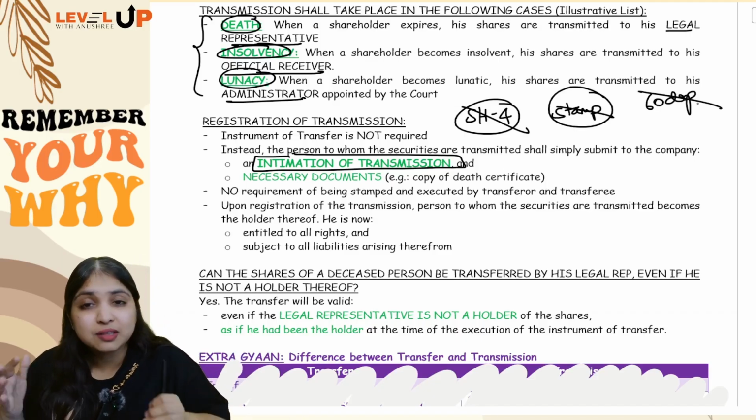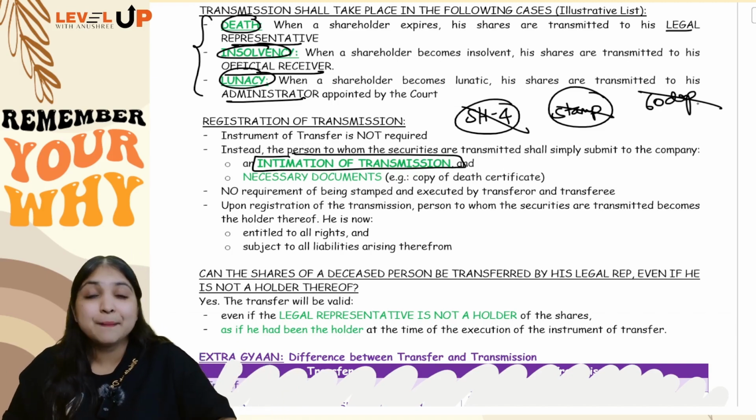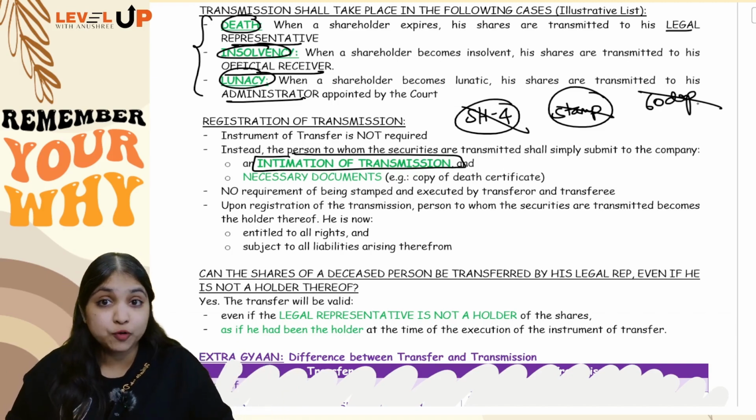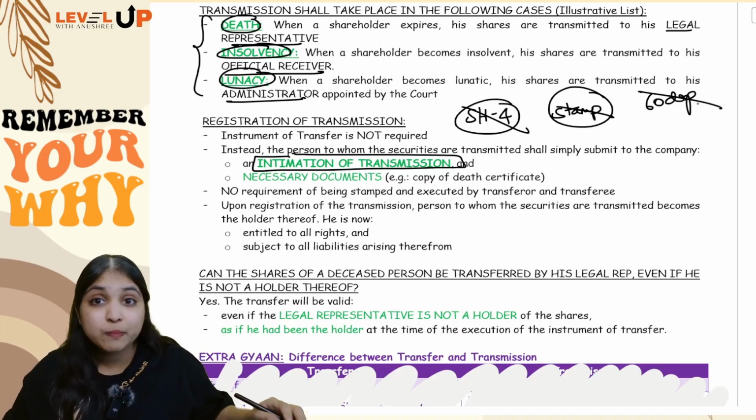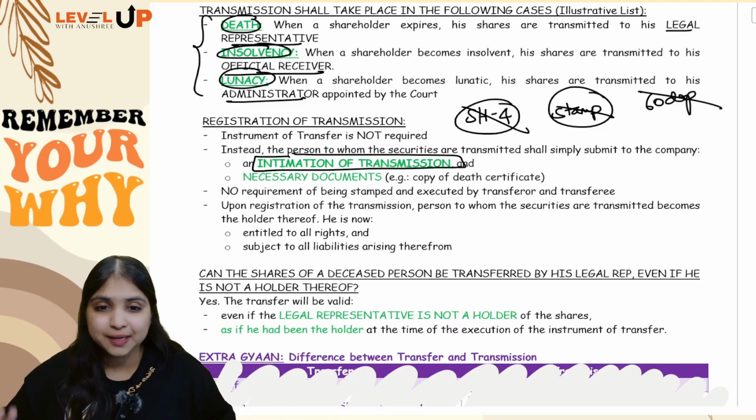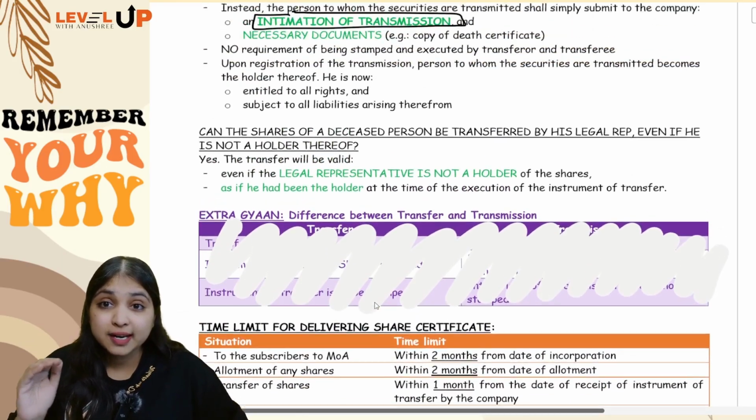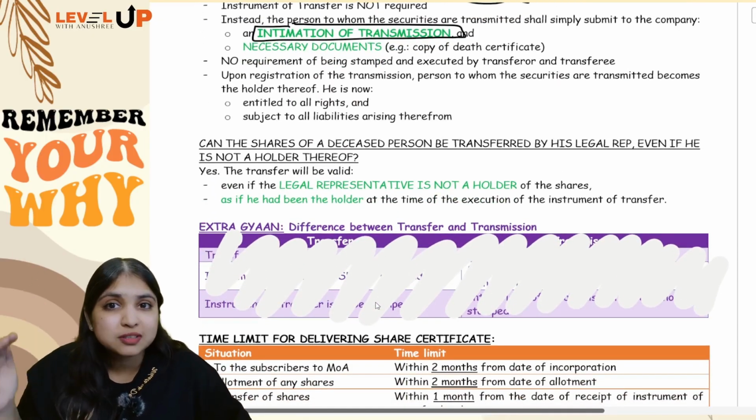So in transmission the movement is happening from one person to another person, not voluntarily. It is happening automatically by the operation of law. Here the document is called intimation of transmission. There is no prescribed form for this, no stamping is required, and 60 days criteria is also not applicable over here. Then over here in relation to transmission, you remember 2 stories I gave you, and I told you that both the stories are right.